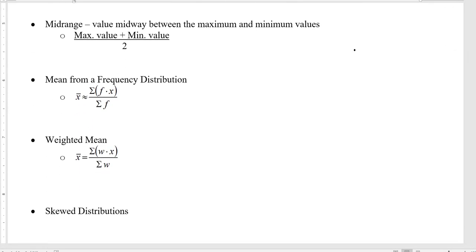The mid-range, I take the maximum plus the minimum and I divide by 2. This is a measure of center. So it's going to be in the middle of the highest and the lowest number, so it's still going to be a measure of center.